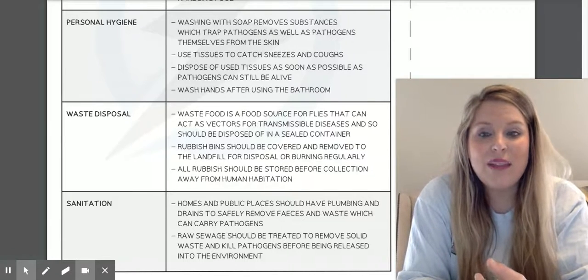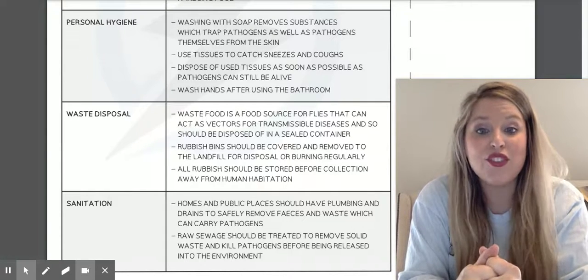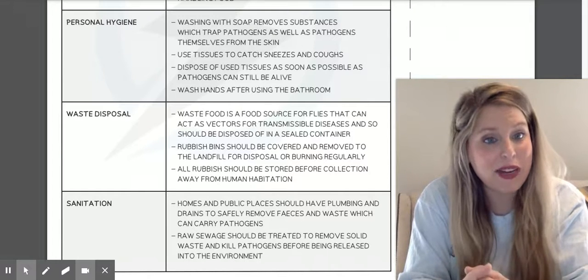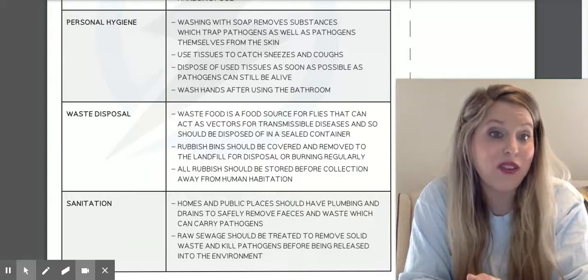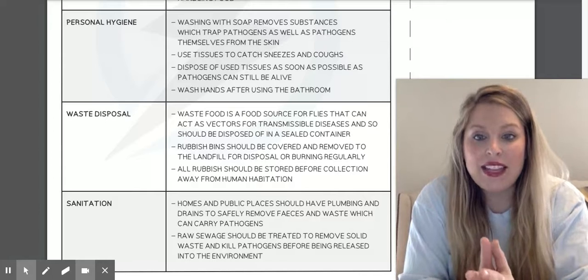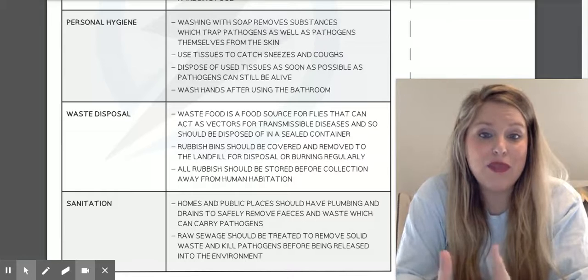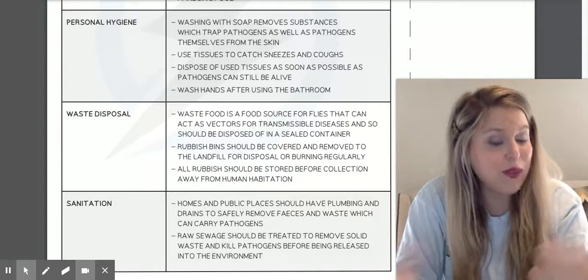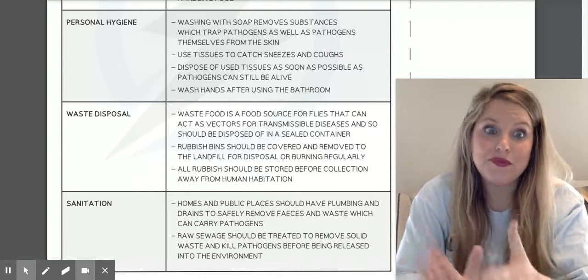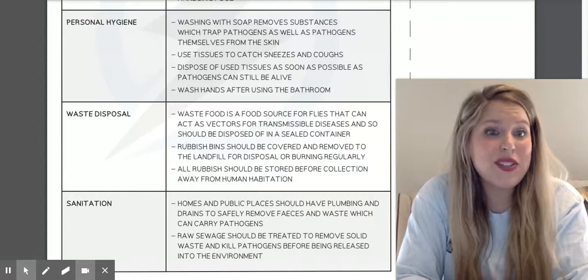And then moving on to sanitation in general. Homes and public places should have plumbing and drains to safely remove feces and waste, which can carry pathogens. So again, you live in America, you have a bathroom at your home most likely, and you have bathrooms here at school. We don't have to worry about where our wastes are going. And of course, raw sewage must be treated to remove solid waste and kill pathogens before being released into the environment. We have wastewater facilities here in Corinth, Mississippi that treat all the waste that is removed from your potties, and it's something we don't even have to think about.